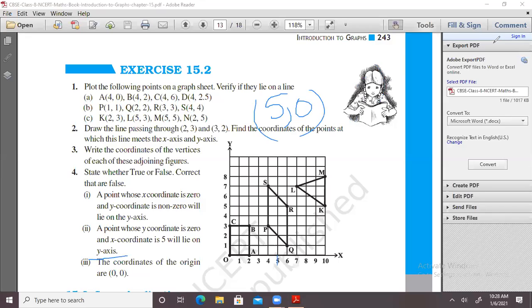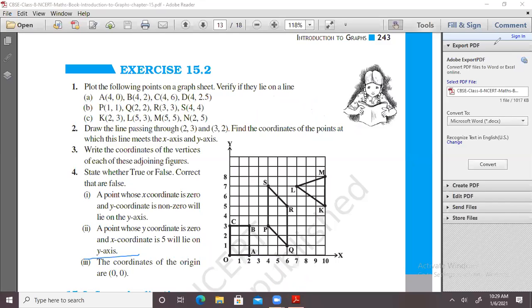5 0 देखो कहाँ लाई करेगा, ये 5 और 0, y 0 x axis पे लाई करेगा। So this statement is false because it will lie on x axis. A point जिसका y coordinate 0 है, x coordinate 5 है, तो वो कहाँ लाई करता है, x एक्सिस पे, नॉट ऑन द y एक्सिस। ठीक है, पहले तो आप कहेंगे फॉल्स, और आप करेक्ट कैसे करेंगे, it will lie on x axis not on y axis.